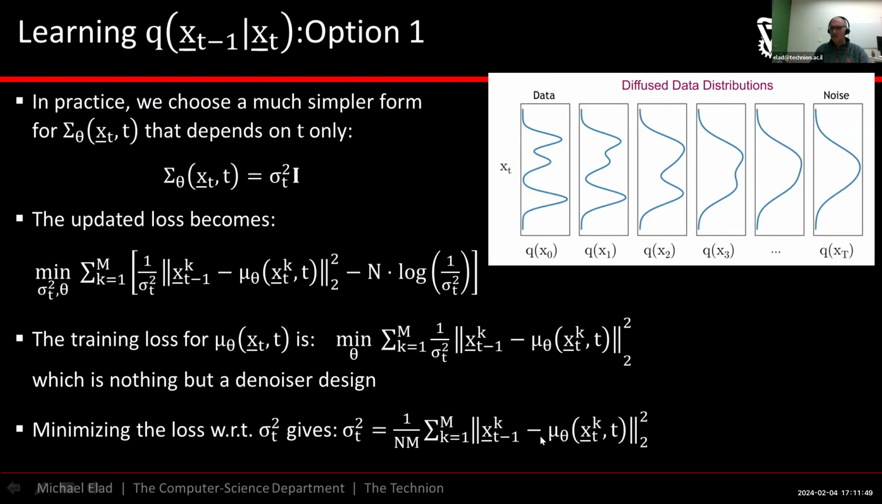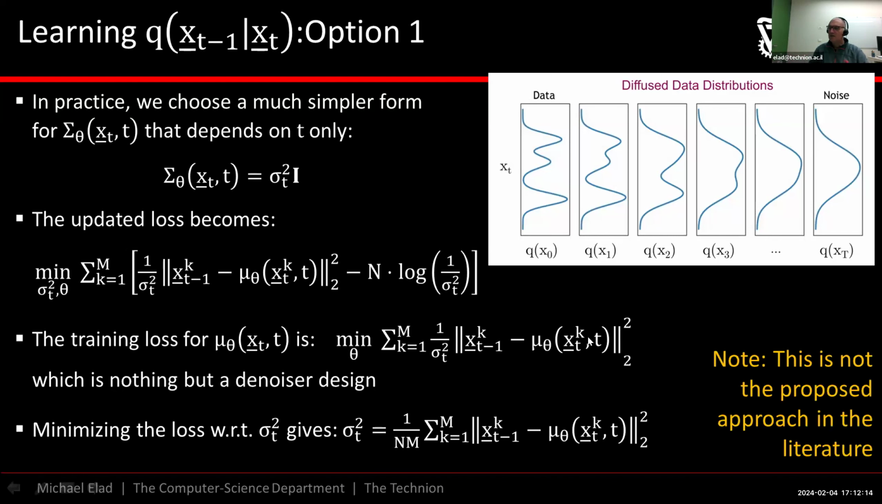What is it? It's basically: take your denoiser performance, divide it by the number of examples, divided by the number of samples in each of the vectors here. Basically, it's the mean squared error per pixel, and this is my sigma t squared. So sigma t squared is nothing but how good is your denoiser? This is the spread around this denoiser. So easy. And yet, this is not the approach taken in the literature.